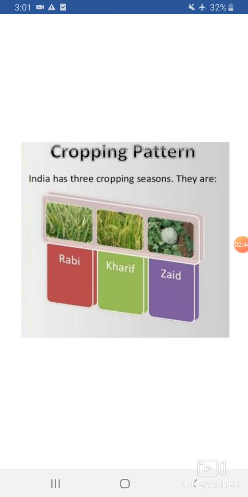Next comes Zaid. It's a short cropping season in between the Rabi and the Kharif seasons, used for growing vegetables and fodder crops.